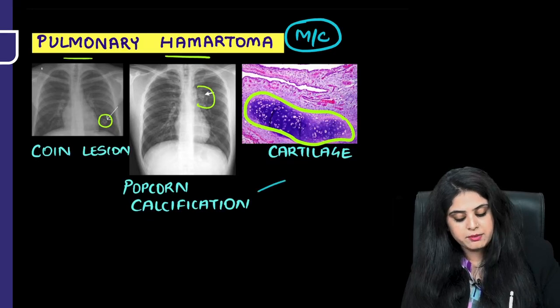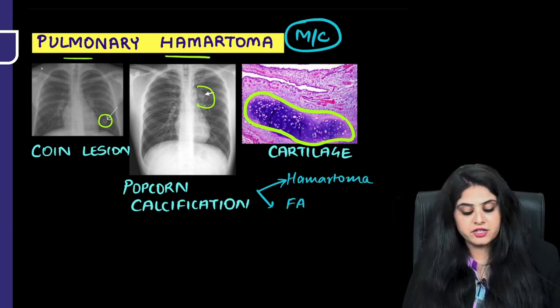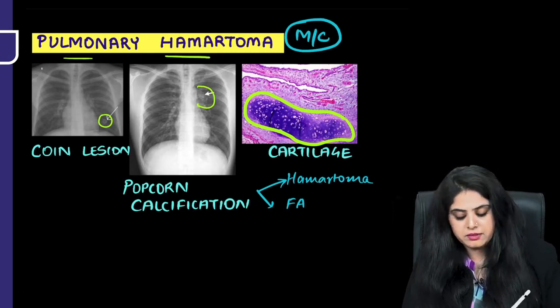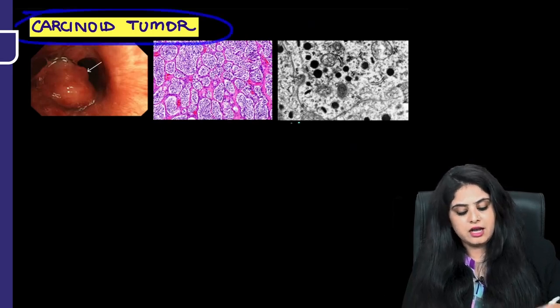I want all of you to tell me, popcorn calcification other than hamartoma is also seen in a breast tumor, that is fibroadenoma, right? That also shows you popcorn calcification, isn't it? Okay, this was one benign tumor. Now let's go on to a tumor that may be benign, may be malignant. And that tumor is known as the carcinoid tumor.